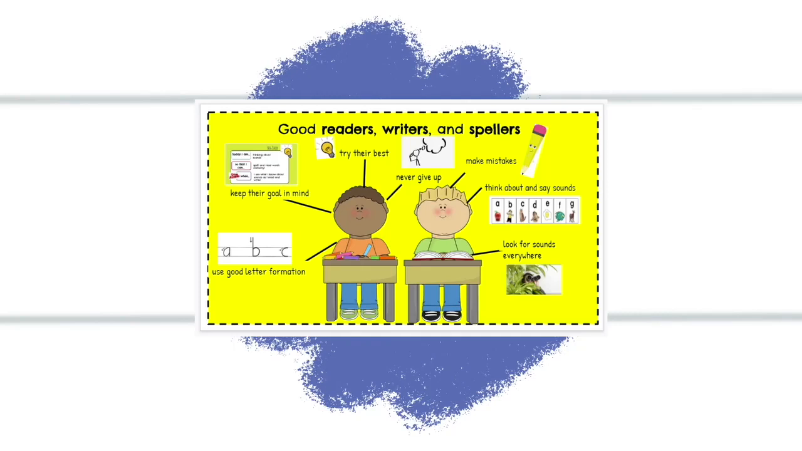Keep the goal in mind. That light bulb is a symbol that is a clue to you that it's a great time to think about your goal. Never give up.